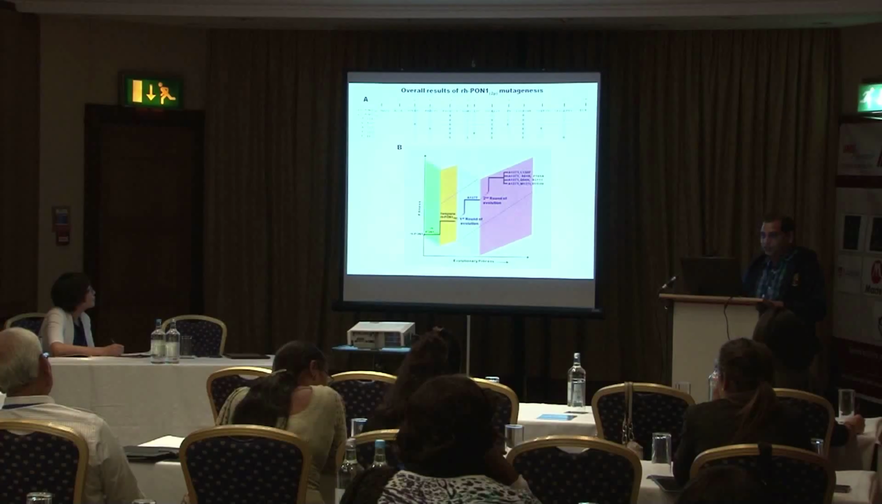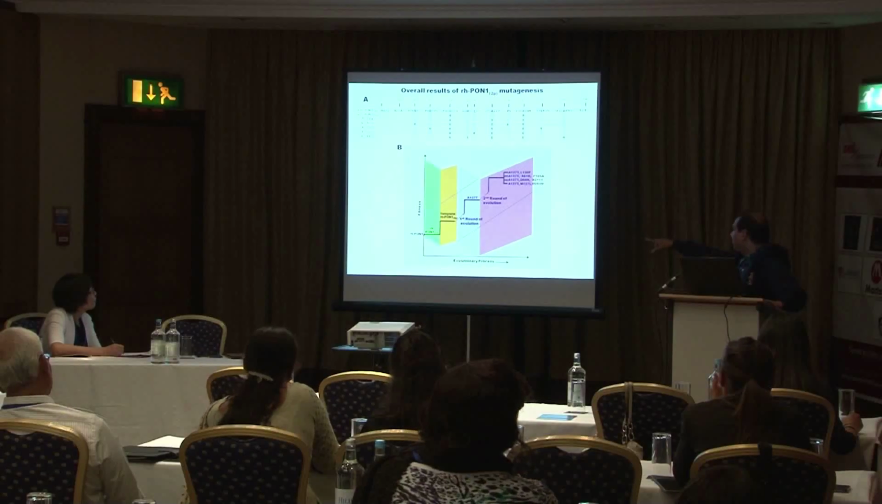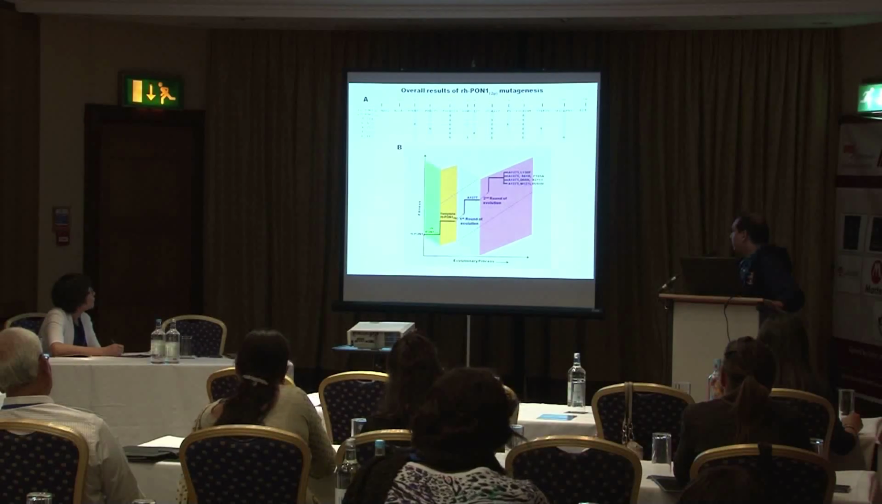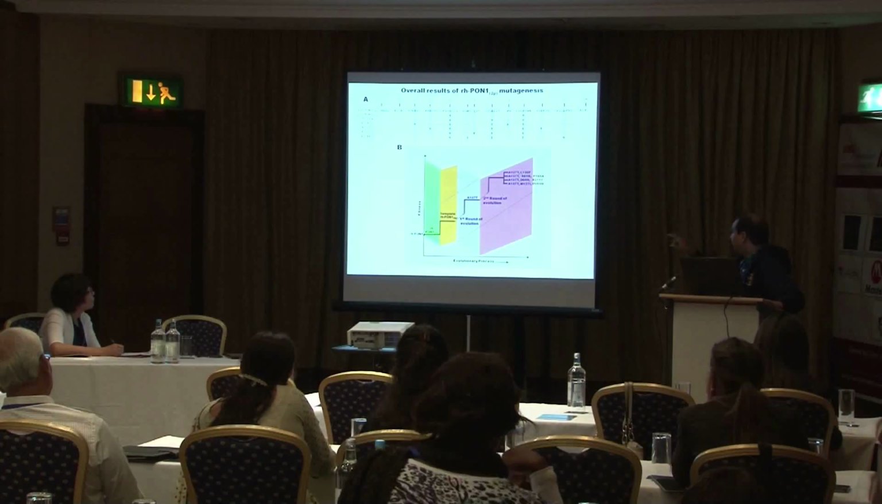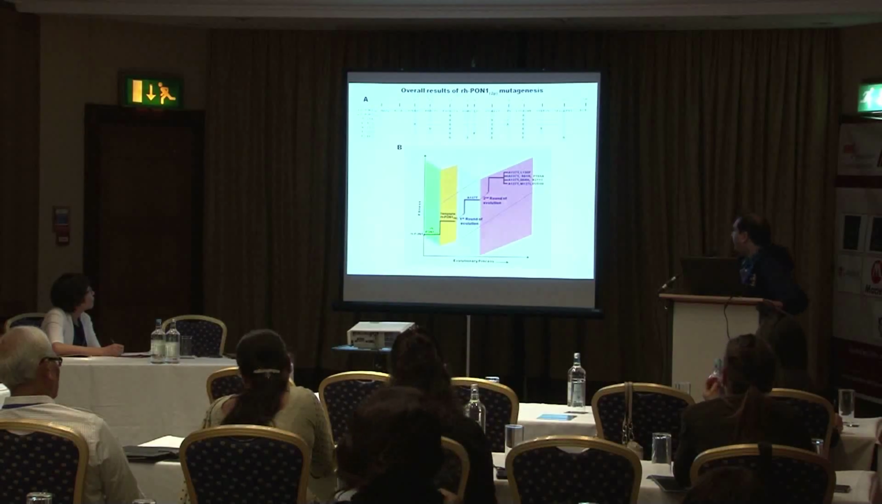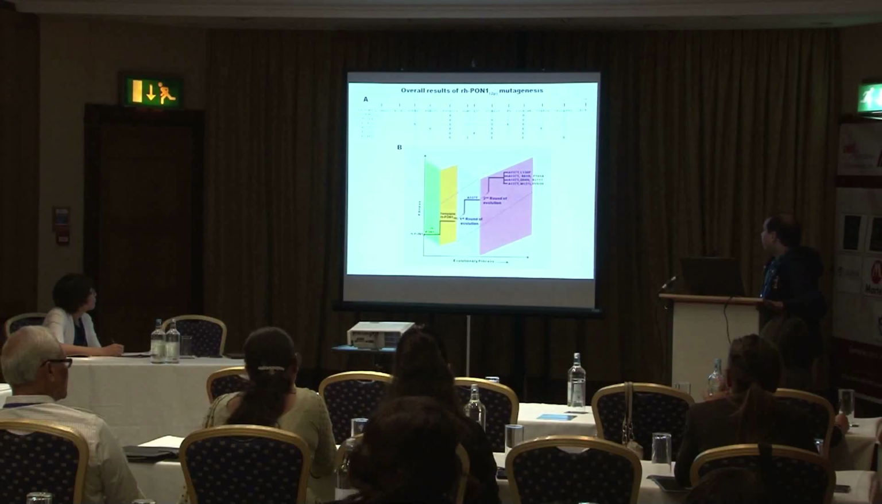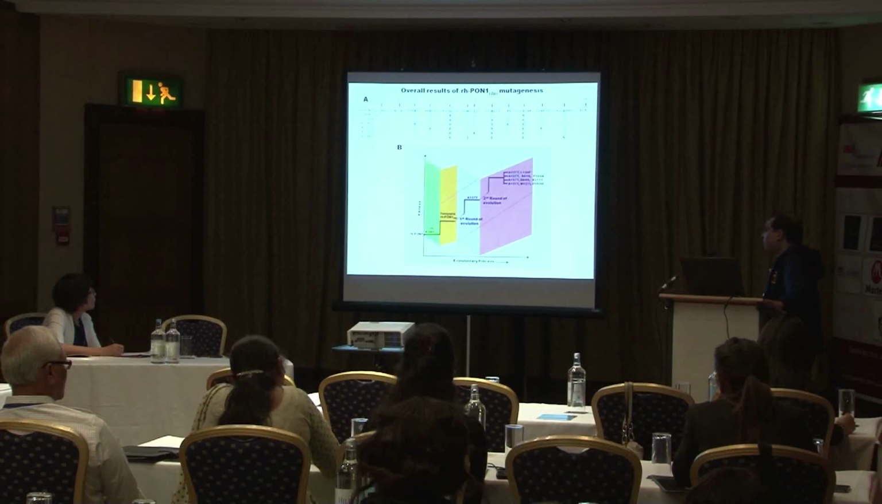So this is the overall result of the recombinant human PON1 mutagenesis. Here we can see this is the template molecule. In the first round of random evolution, we got a mutation at position 137, where the allele was replaced with threonine. In the second round of evolution, we got 4 different molecules which are having different mutations.